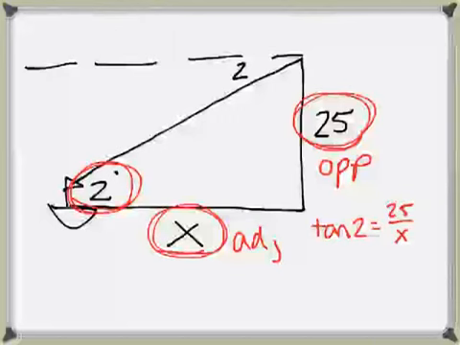We had this happen in some of our problems last night as well, where the variable's on the bottom. It's a little trickier to solve, but not impossible. It just takes 2 steps instead of 1. We're going to multiply both sides by the x.